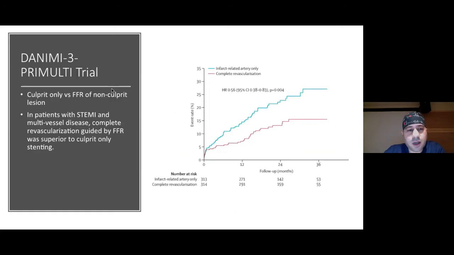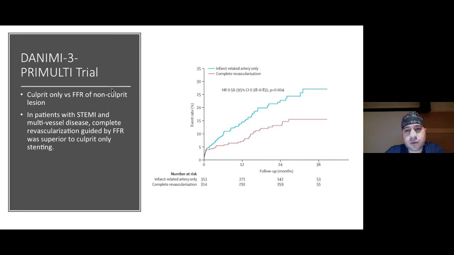Well, I'll give you the appropriate results. So the Dynamic 3 Prime Multi trial looked at that, where they randomized patients to culprit-only PCI versus FFR of non-culprit lesions. They looked at the STEMI population with multivessel disease, looking for complete revascularization by FFR. And they found that complete revascularization by FFR was superior to infarct-related artery only.